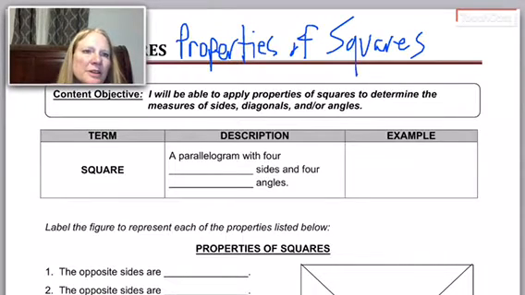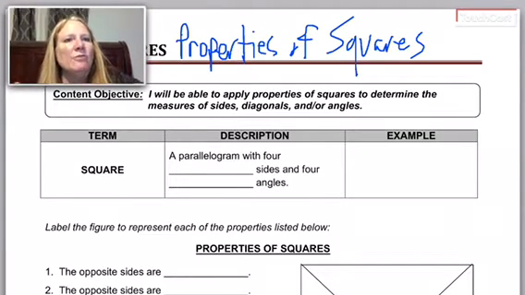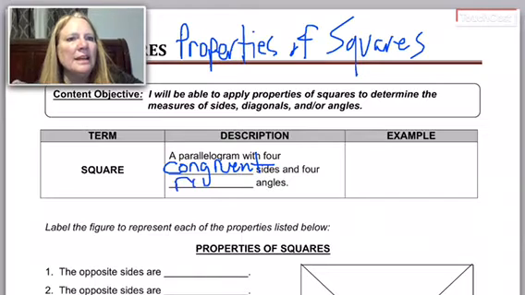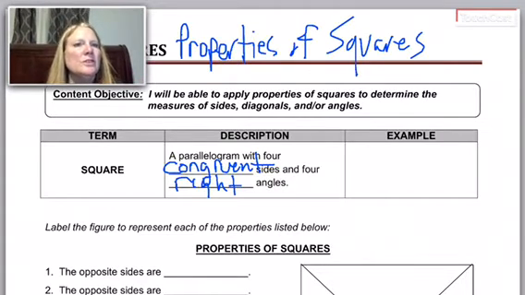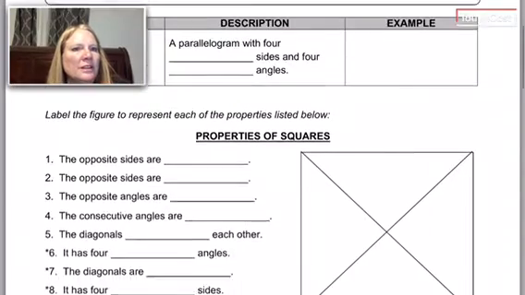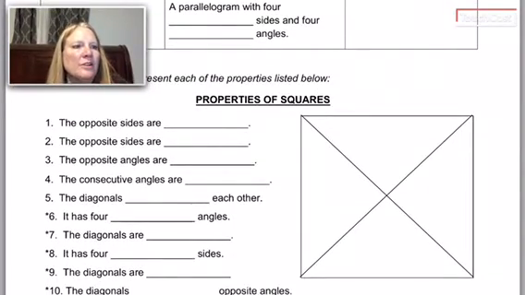This lesson is properties of squares. A square is another parallelogram with some additional properties. It has 4 congruent sides, and it also has 4 right angles. We're going to use those properties to find the measures of sides, diagonals, and other angles. So let's go down to the picture, better than one I can draw. And we have the properties of squares.